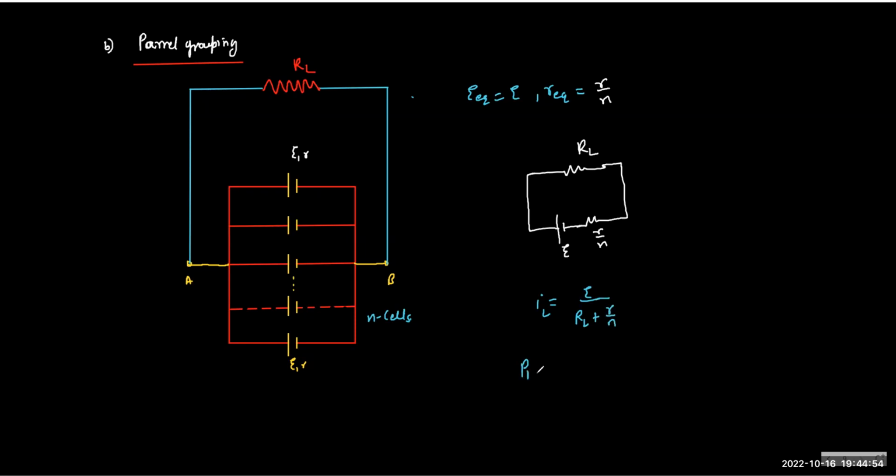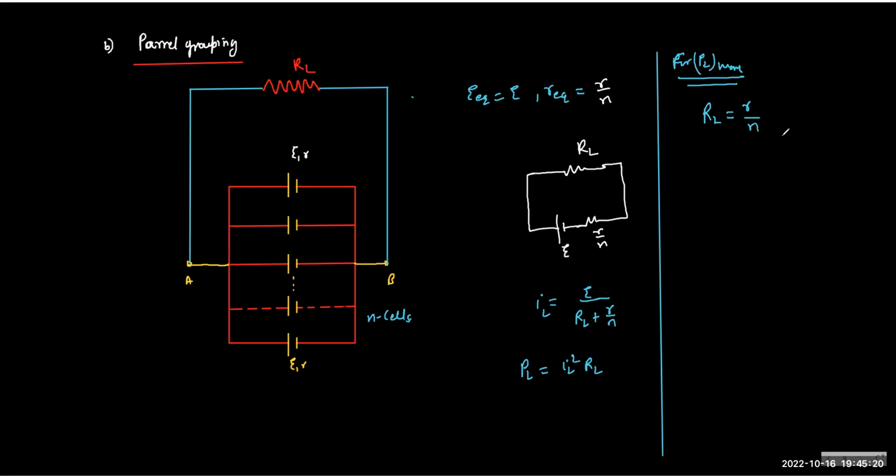Again, PL equals I square RL. Now this is the general P, but for PL max you can connect directly. For PL max, as per the maximum power transfer theorem, the load must be equal to R by N, the net internal resistance of the combination. That's it.